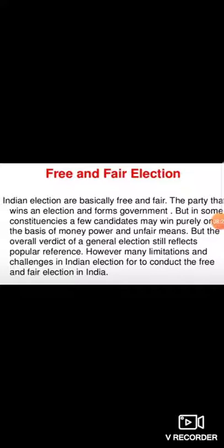This may not be true for every constituency. A few candidates may win purely on the basis of money, power, and unfair means. But the overall verdict of a general election still reflects popular preferences. There are very few exceptions to this rule in the last 50 years in our country. This is what makes India's election democratic.